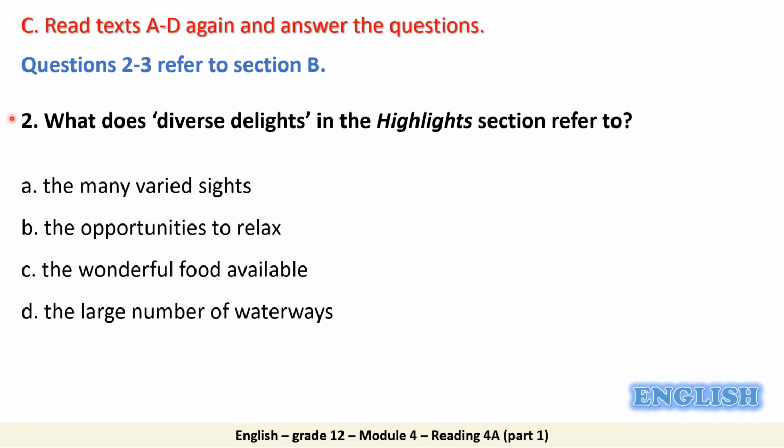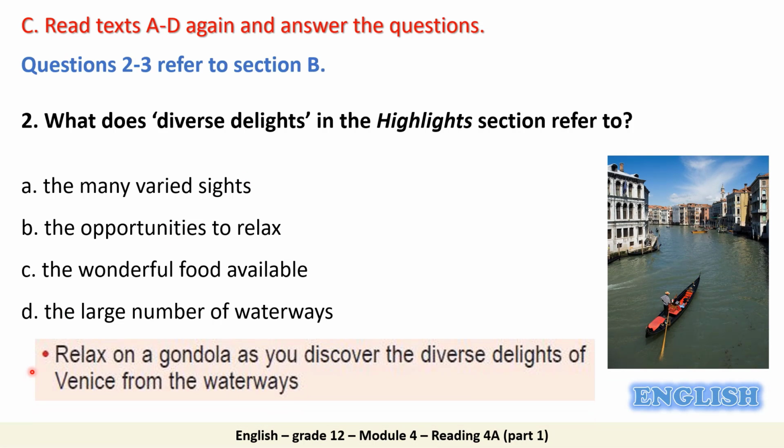Moving on to question 2. And what does diverse delights refer to? This is the part with diverse delights. Relax on a gondola. This is a gondola. It is a narrow boat with raised point. So relax on a gondola as you discover the diverse delights of Venice from the waterways.